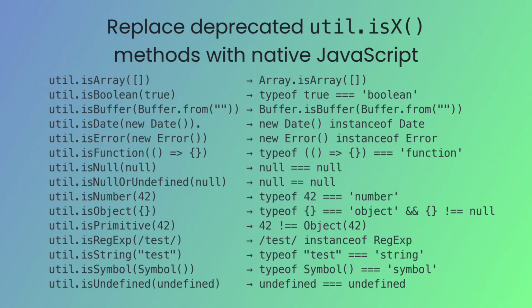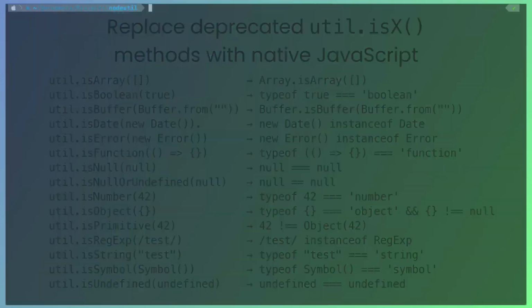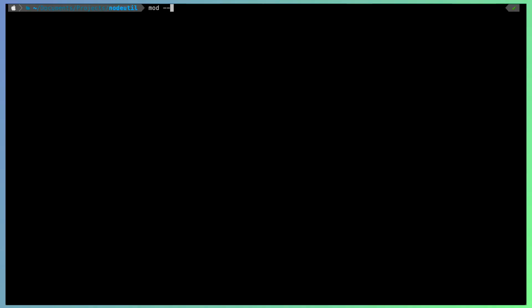version. In Node 22, the deprecated util.isX type checking methods were finally removed. This recipe replaces them automatically with the correct native checks like Array.isArray or typeof value strict equals function. Let's walk through it using the Moderne CLI.